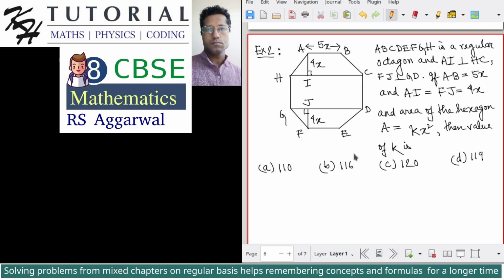k must be some constant. If it is saying that the area of the entire hexagon, it will not be hexagon, but this is wrong. This will be octagon. If the area of the octagon A is equal to kx square, then what will be the value of k? Okay, so the idea is that we have to find the area of the octagon, and it will be definitely in terms of x square, and comparing that area with kx square, we have to find the value of k. Now, how do we find the area based on the given dimensions?